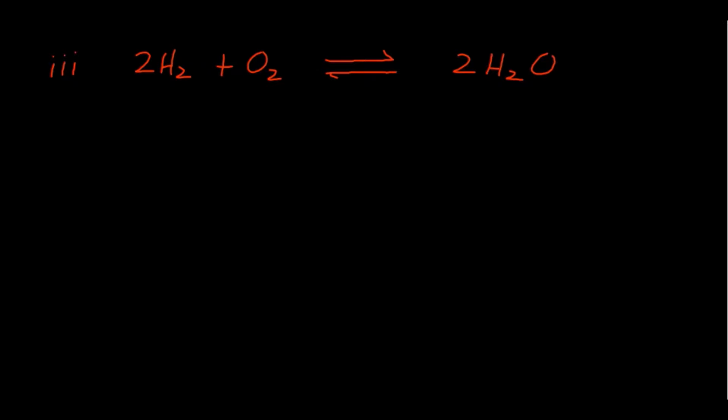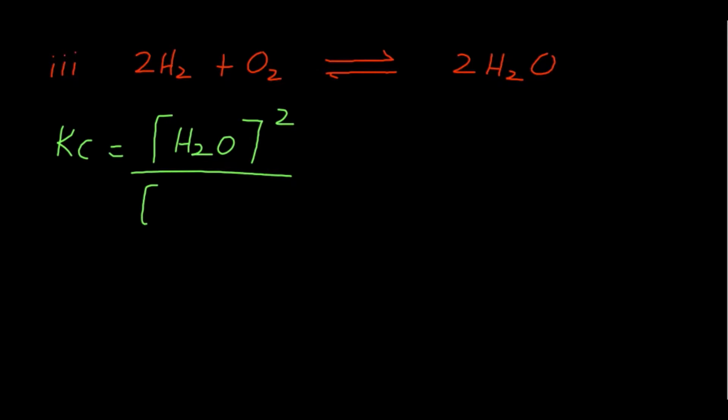Now students, we will see what next question is given to us. In the next question, the reaction of hydrogen with oxygen to form water. Right, students? And we are asked to write the unit of Kc for this reaction. Now in order to write the unit of Kc, first of all we will write the Kc expression for this reaction. So Kc is equal to H2O raised to the power 2. Right, students? And here we have hydrogen raised to the power 2 into oxygen.